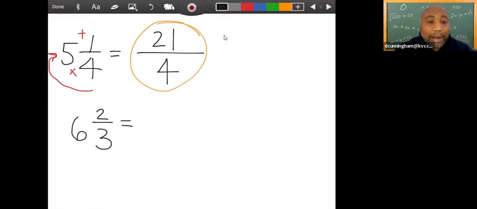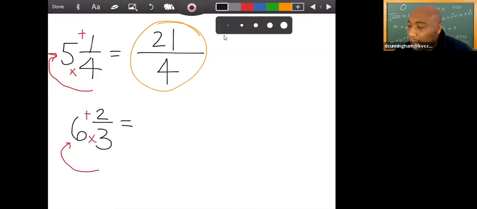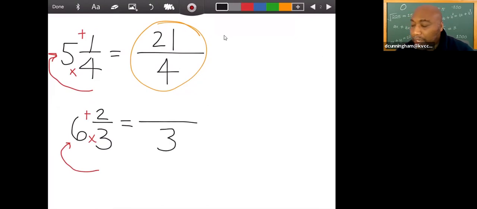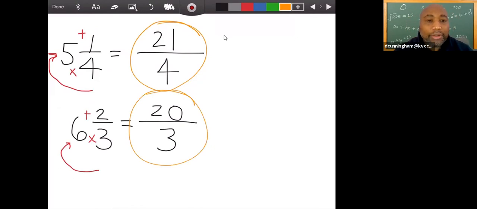So to make this an improper fraction, we're going to multiply the 3. Again, we're going to go clockwise. Multiply the 3 to 6, and then add that value to 2. So once I get started, I know my denominator is going to still be 3. So 3 times 6 is 18, plus 2 is 20. And so this is our improper fraction, and that's our answer. So I'm going to circle that.